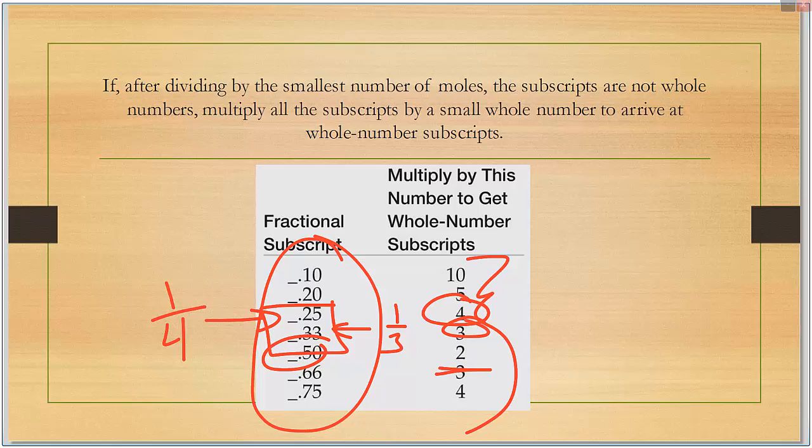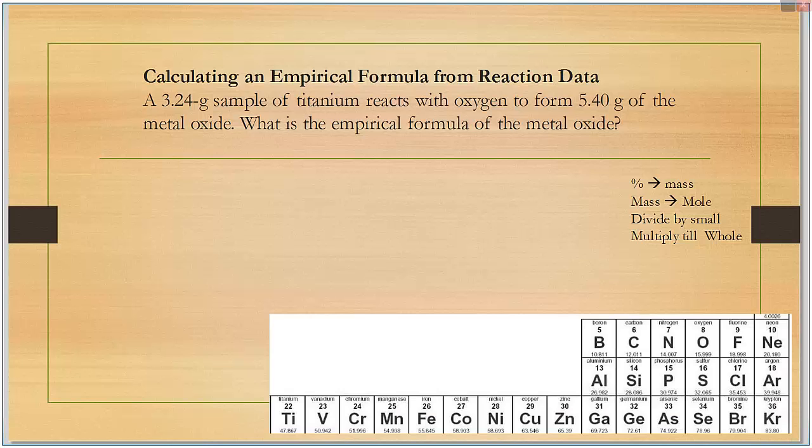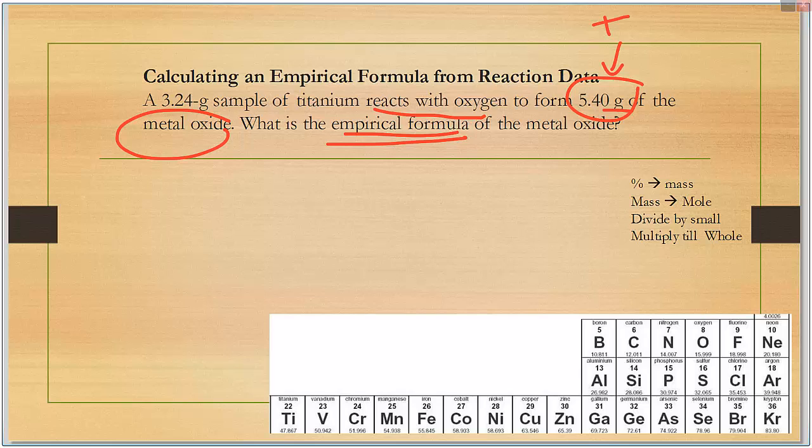Alright, we're going to finish up this tutorial with one last example. Calculating the empirical formula from an actual data reaction set. 3.24 grams of titanium reacts with oxygen to form 5.40 grams of metal oxide. What's the empirical formula of the metal oxide? So, when we're looking at this, we notice that it reacts with oxygen to form. So this is the titanium and the oxygen combined. So how much of that is oxygen? We have to subtract it out.